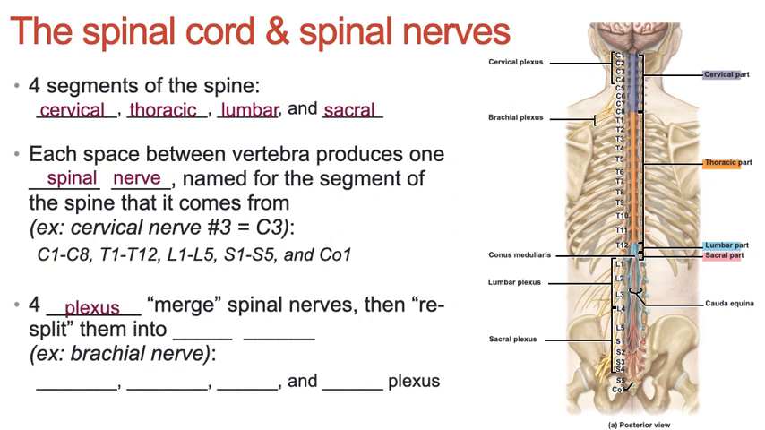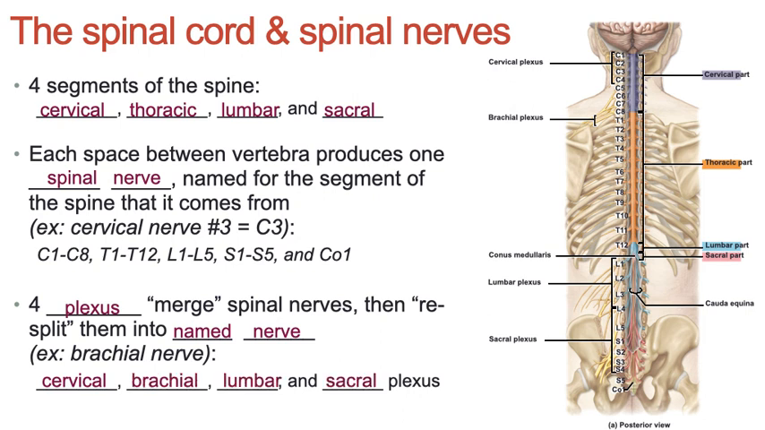Now these spinal nerves are going to merge to form a plexus, and there are 4 plexuses in the body, and then they're going to be resplit into the named nerves. For example, the brachial nerve or the axillary nerve. So there are 4 plexuses, as I mentioned. You've got the cervical, brachial, lumbar, and sacral.